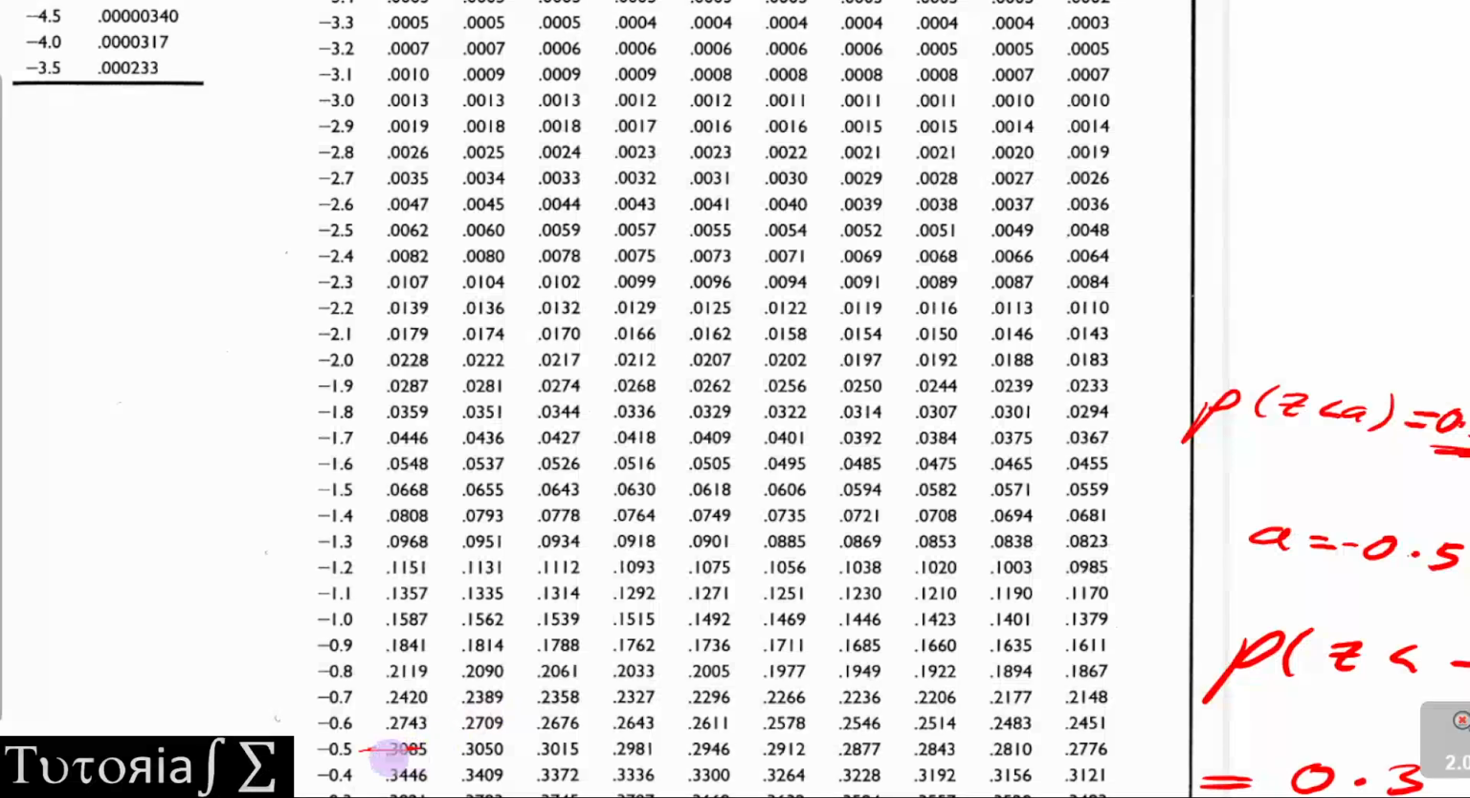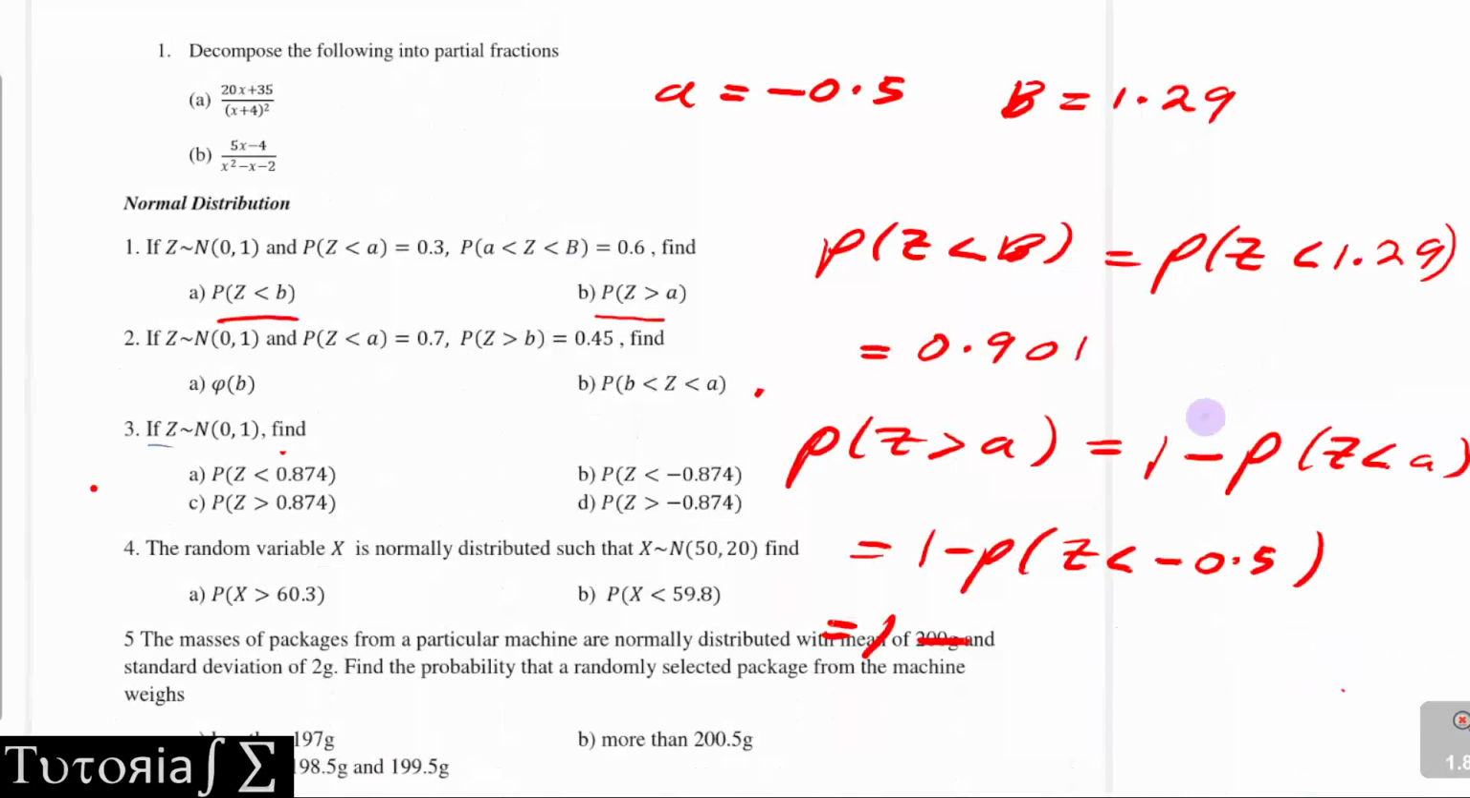So it will be 0.3, which we previously looked for. So the negative 0.5 is here. So that will give us 0.3. So basically, that is how you work out these problems. So this will give us 0.3, which is what we already had here. So we could have just used this. So this is 1 minus 0.3, which will give you about 0.7. Okay. So that is how you are supposed to work these out.